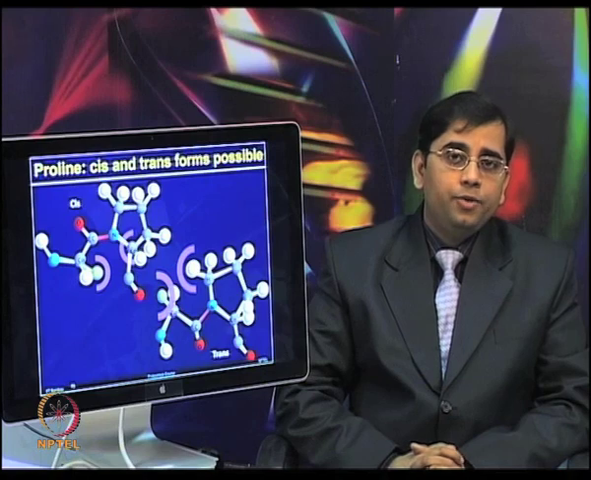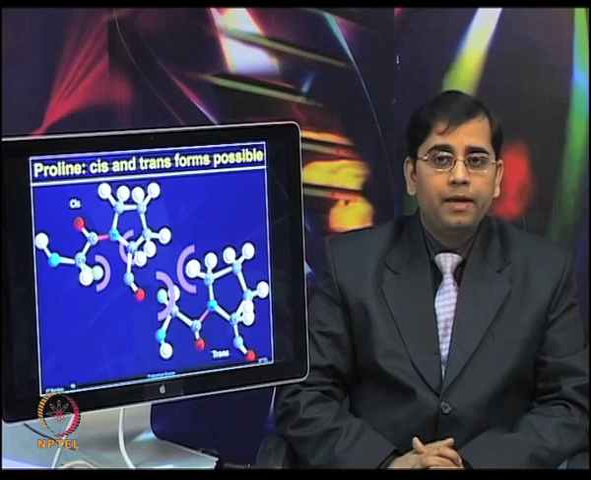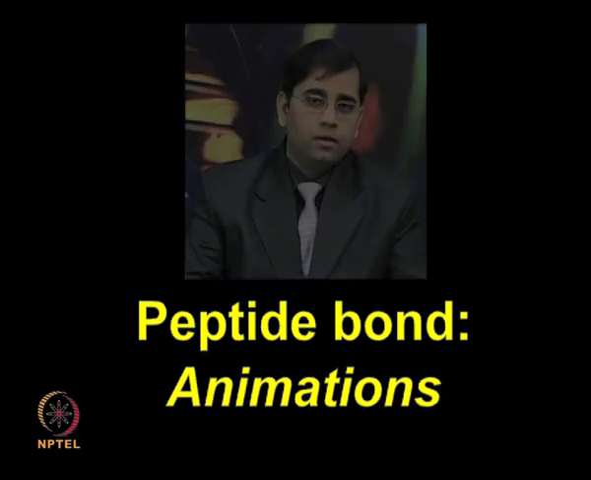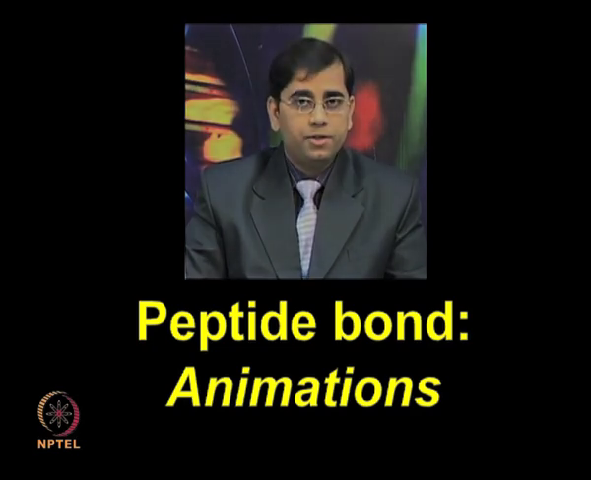Now, proline is a unique amino acid, as we discussed earlier. Proline with peptide bonds can form both cis and trans forms. So, as you can see here, it can avoid the steric clashes and both cis and trans configurations are possible. Some of the concepts of peptide bonds will be described in the following animation.